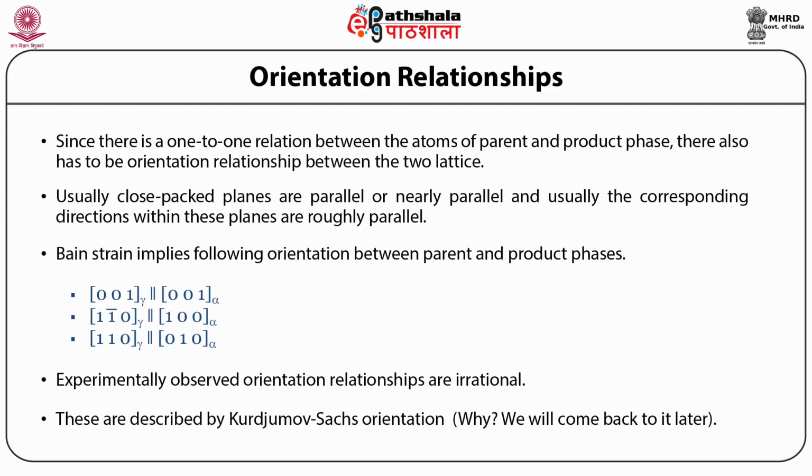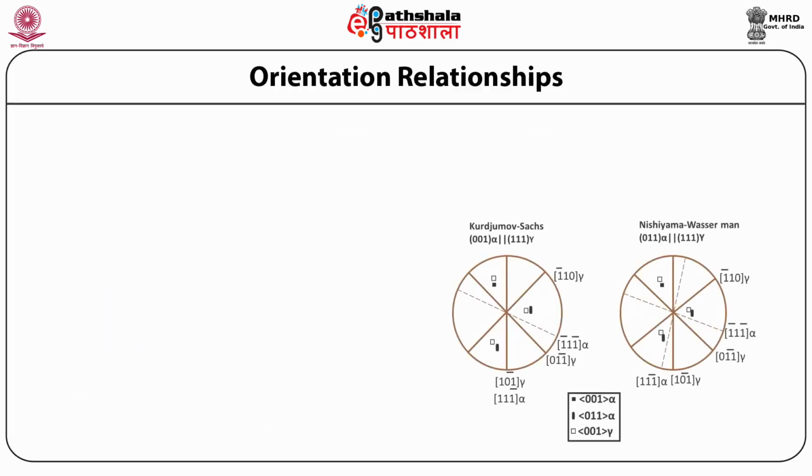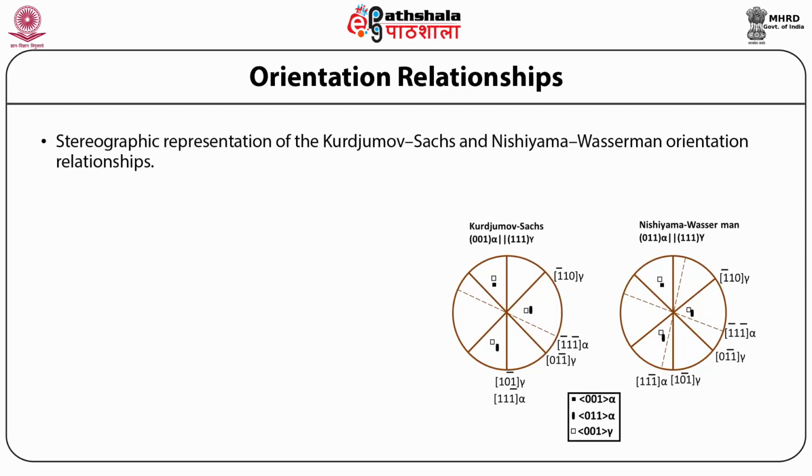Kurjumov-Sachs orientations. This figure shows the stereographic representation of Kurjumov-Sachs and Nishiyama-Wassermann orientation relationships. These stereograms are both centered on 1 gamma parallel to 011 alpha.